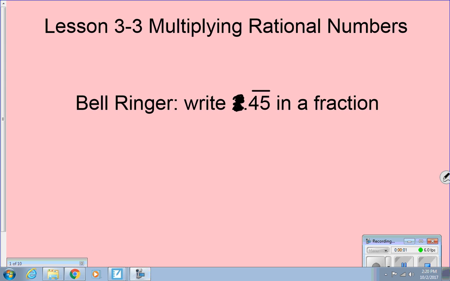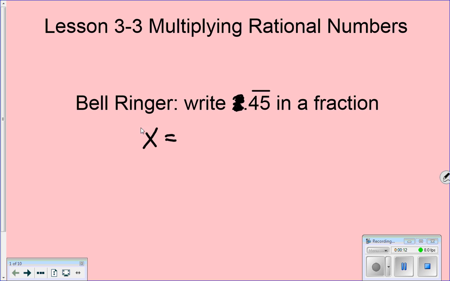Okay, so first thing I'm going to do, if it's 2.45 repeating, I'm going to forget about that whole number. That's why I crossed it off. Just worry about the decimal part. So it's going to be x equals 0.45, 45, 45, so on and so forth.